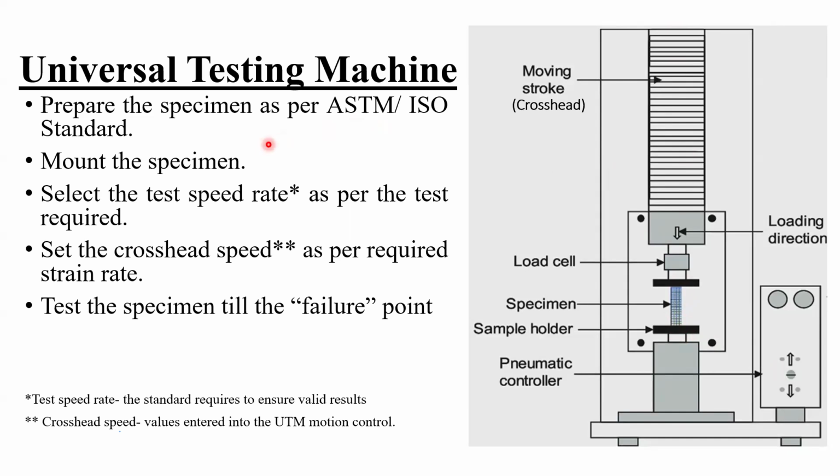If you want to go ahead with bridges, suspension cables, or table material, whatever you require, those have particular standards, and you have to build the specimen as per the ASTM or ISO standard. Then mount the specimen and select the test speed rate. The test speed rate is the standard used to validate the results. The test speed rate can be updated, as can the crosshead speed.